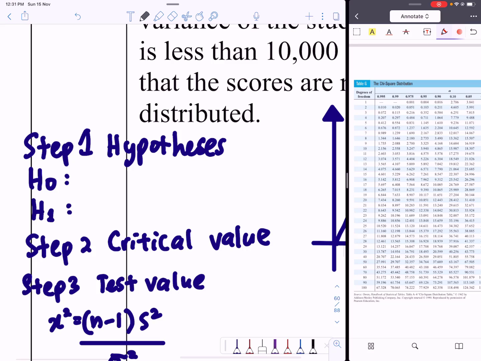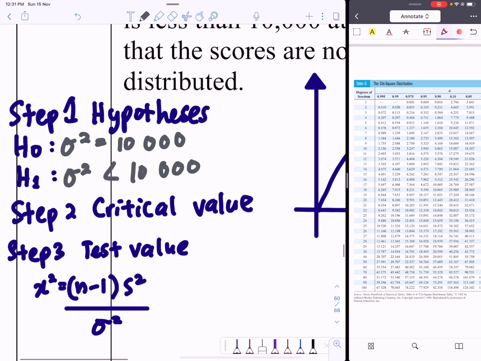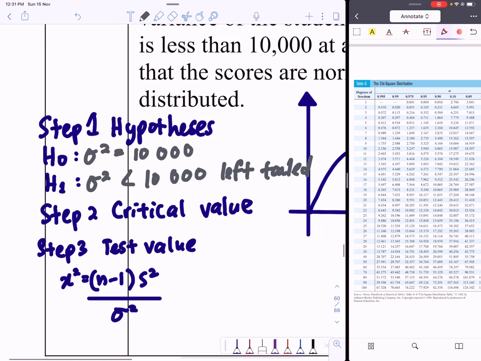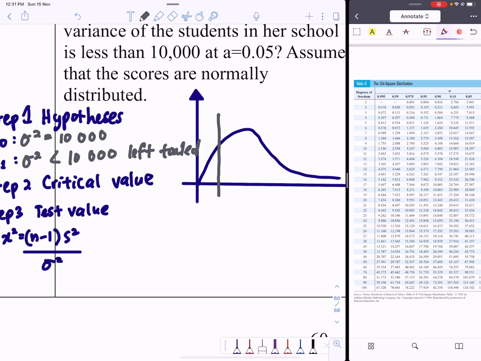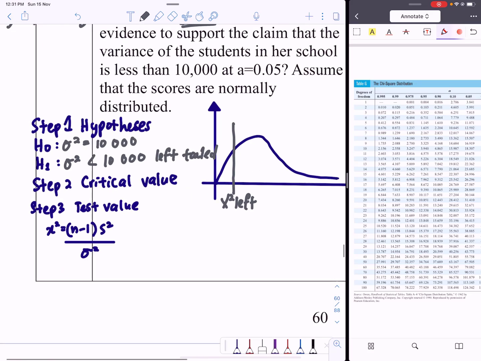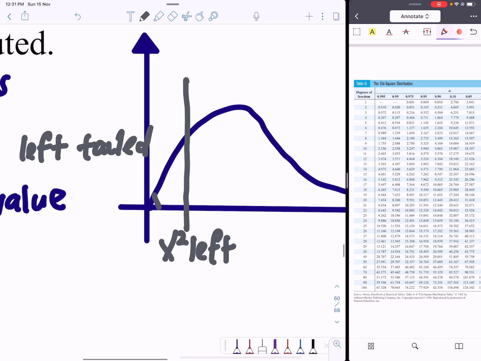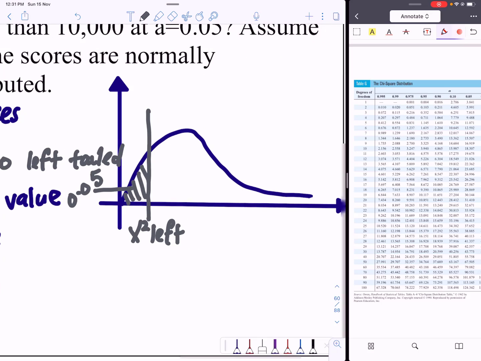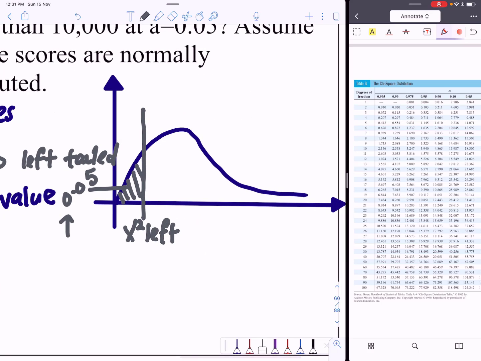Okay, first of all we need to write the hypothesis. The variance equals 10,000. The variance less than 10,000. Bila less than 10,000 ni dia left tail. Okay, bila dia left tail, dia ada kawasan sini, chi-square left. Alpha dia berapa? Alpha dia 0.05. Jadi the area here is 0.05, and then we cannot use this 0.05. Kita kena guna kawasan sini.